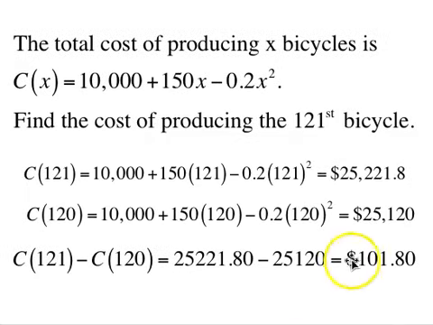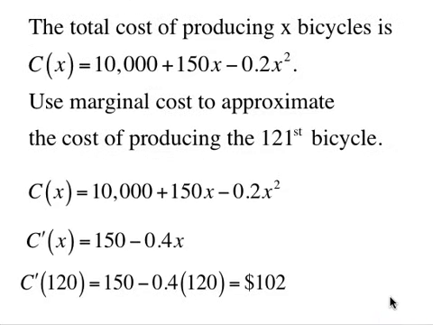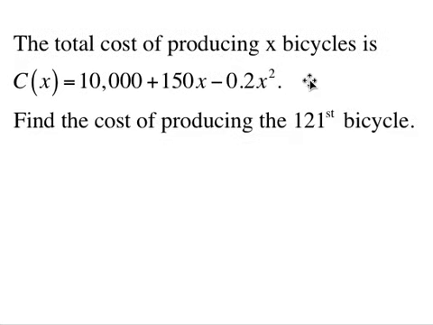And as we saw on the previous slide, the actual cost is $101.80. So $101.80 compared to $102, you can see those are very, very close. So for the marginal cost, again, if that 1 is relatively small compared to the other numbers at hand, the approximation from the marginal cost, revenue, or profit should be very similar to the exact value. Now let's take a look at that.